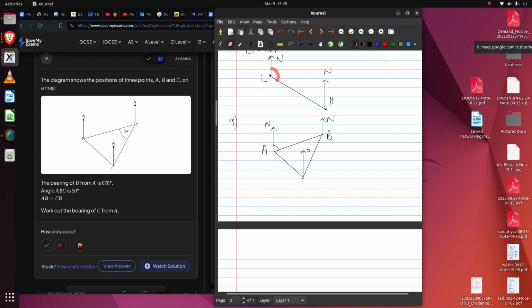So A from B. So you can write from starting of A. Yeah. From north of A until the line joining that. Will that be 70? Okay. And this small angle inside the triangle is 50. Alright. 50. And AB is equal to CB, they are saying.